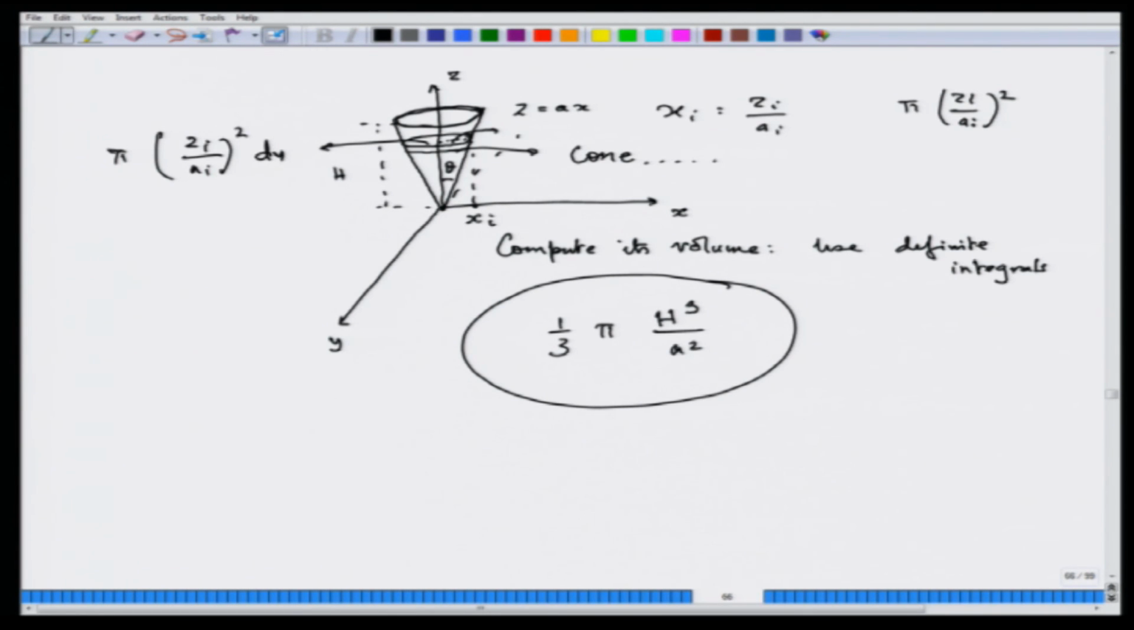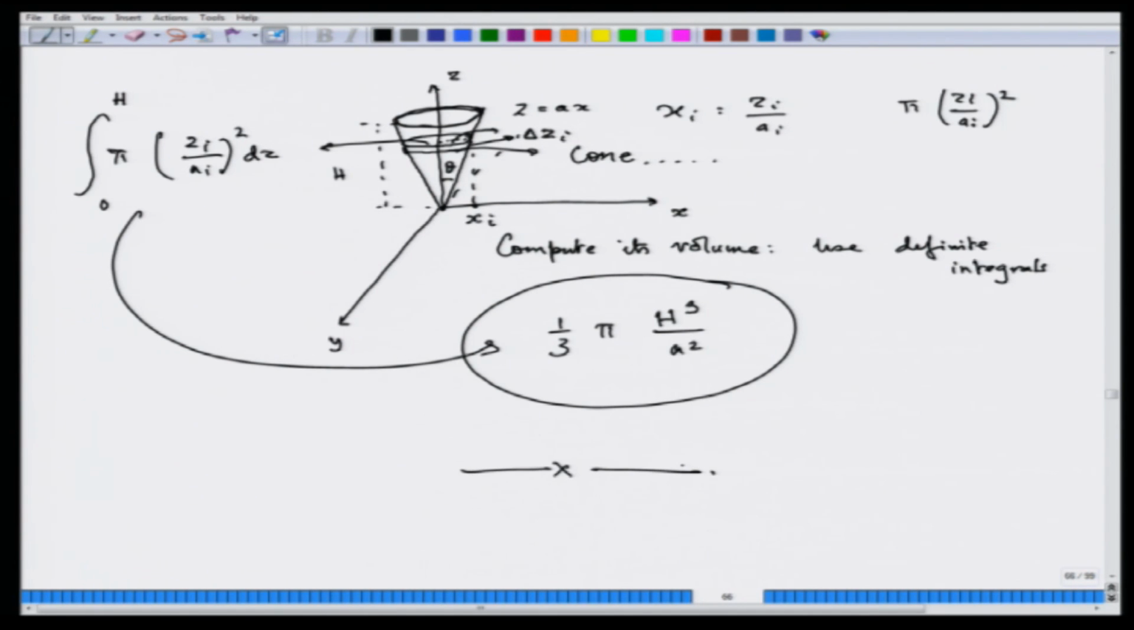So, it is essentially this, and that you have to integrate from 0 to h, and that will immediately take you to this answer. It is not dy, sorry, dz, because this distance, which I am now marking by pen, is delta zi, so dz, and that will exactly take you to this, and that ends our discussion about definite integrals. Thank you very much.